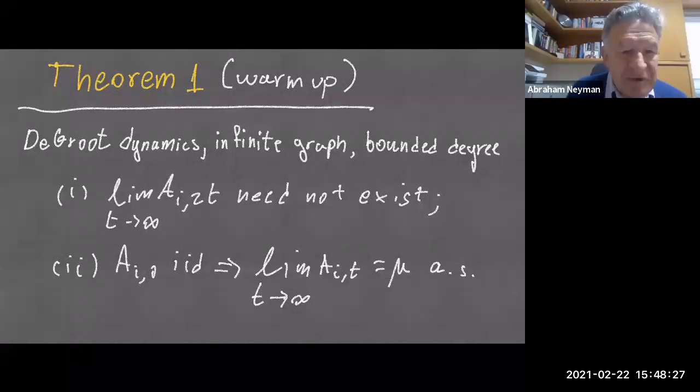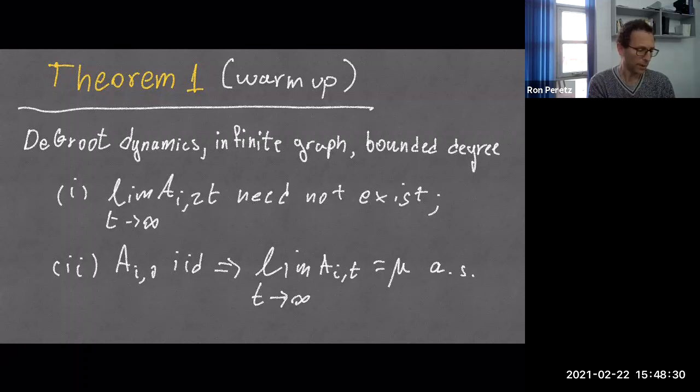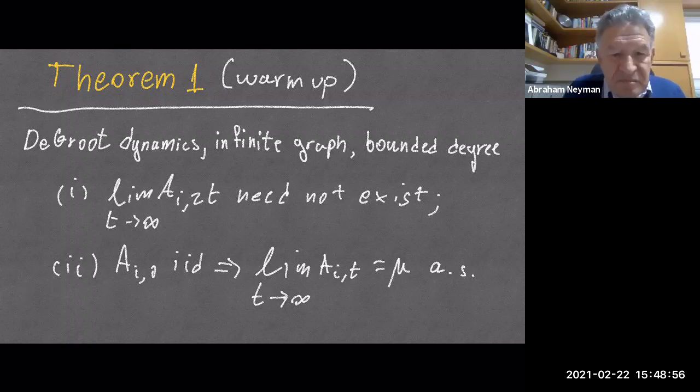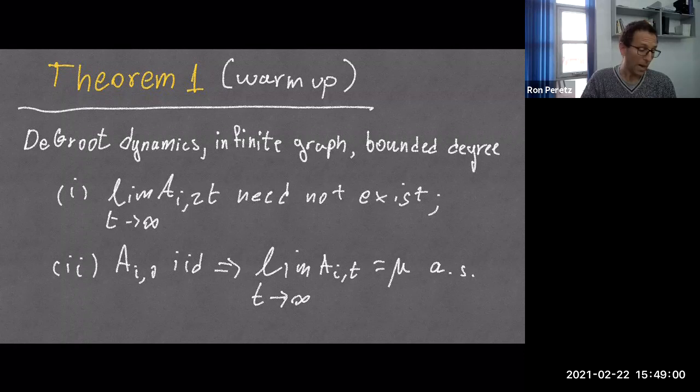As I said before, ε-DeGroot's result was that the limit of A_i 2T always exists for finite graphs. So for infinite graphs, it need not exist. But if the initial opinions are IID, then it does exist and it's always mu, almost surely. I'm pretty sure people did it before us, but I'm not aware of such a reference. So we included it as theorem one in our paper, and we will actually use it for the other theorems.